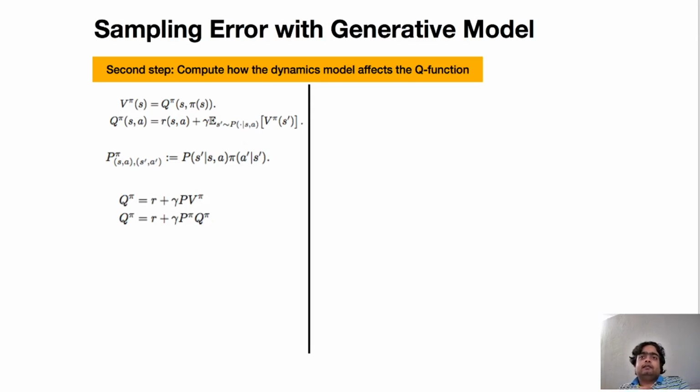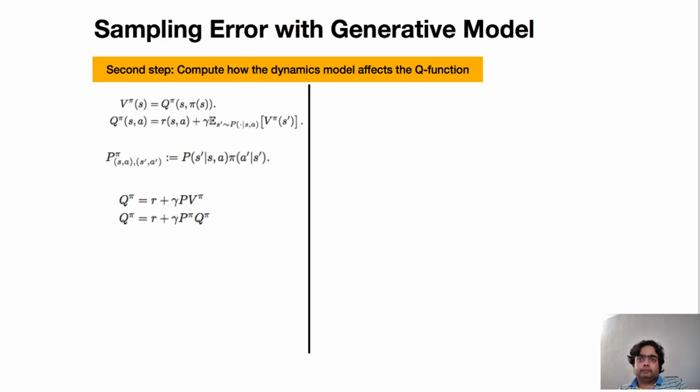Now I claim that we can write the Q function in vector form. Q pi now refers to a vector which has entries Q pi (S, A) for different state-action pairs. I claim that we can rewrite the Bellman equation as Q pi equals R, where R is again a vector of size |S| times |A|, plus gamma times the transition dynamics, which is a matrix that maps (S, A) inputs, the state and action, to the next state S'. So that's the P matrix, times V pi, which is a vector of size |S|.